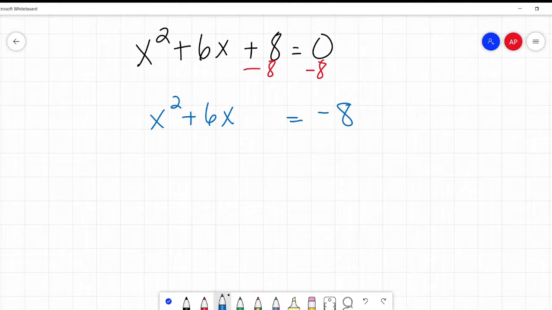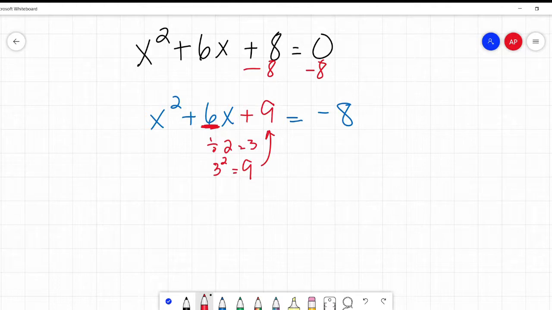Remember what my process was: I look, is there a coefficient there? No, there isn't. Yay, I'm good. There's no negative and there's no number. So then I look at the number next to the plain x. First, I divide it by 2. That gives me 3. Then I square that number, which gives me 9, and I write it there, plus 9.